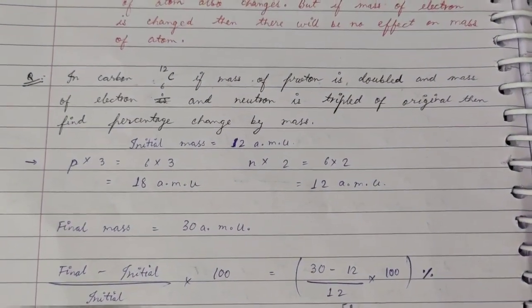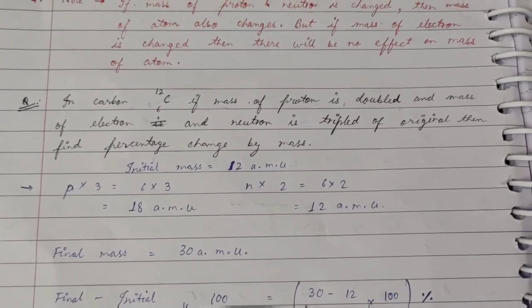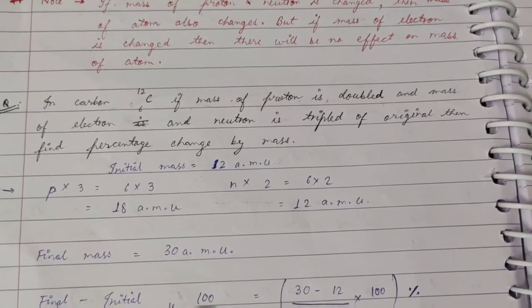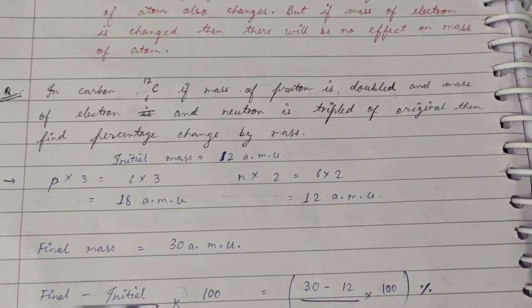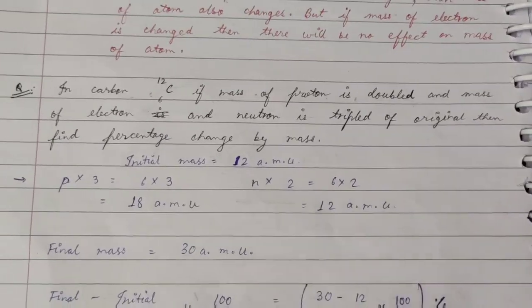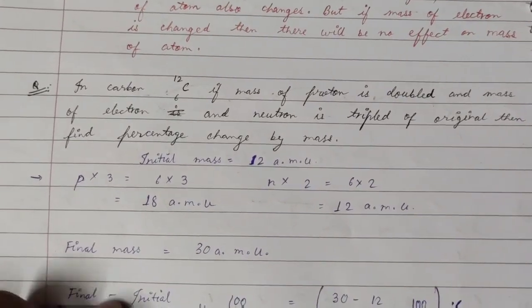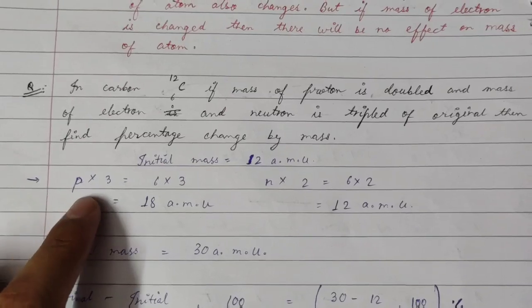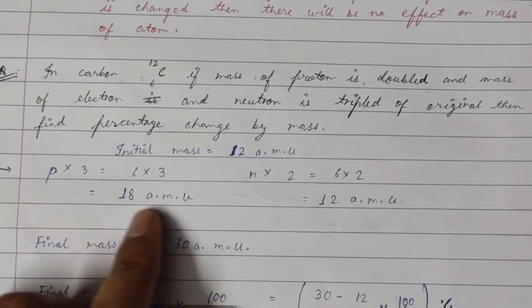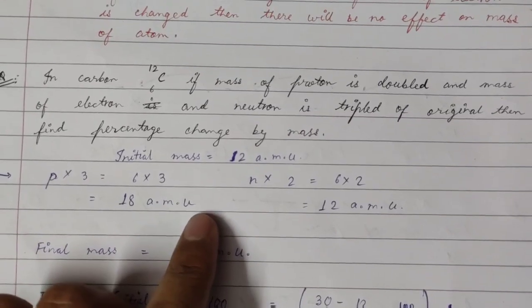If carbon C12 mass of proton is doubled and mass of electron and neutron is tripled than the original, then find the percentage increase in mass. Okay. So now here first we have to find the increase in proton. So we will use the process and we will get it as 18 AMU, atomic mass unit.